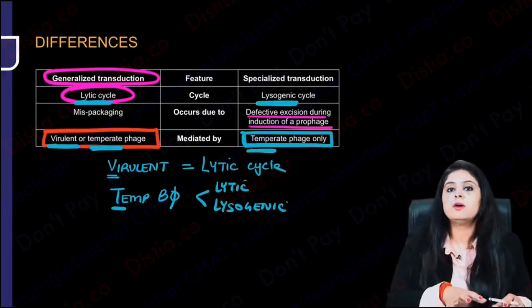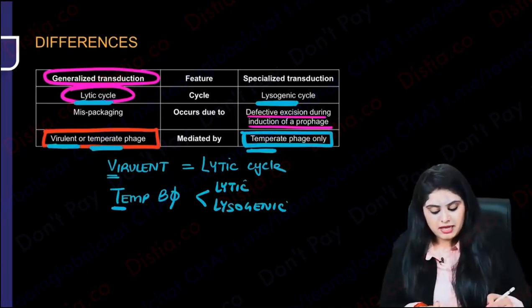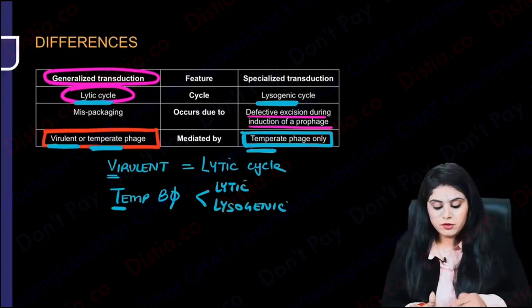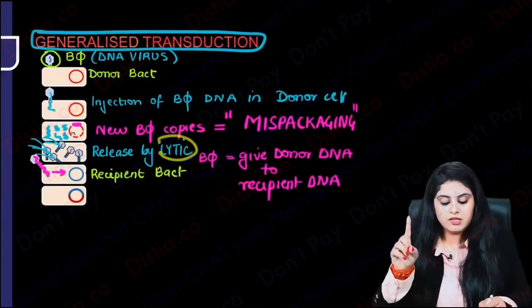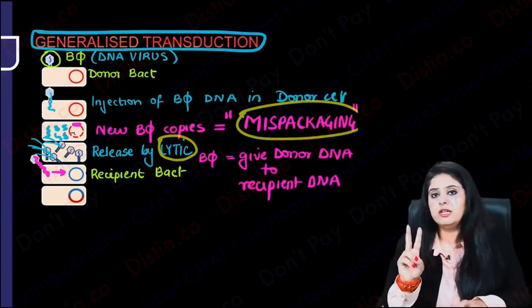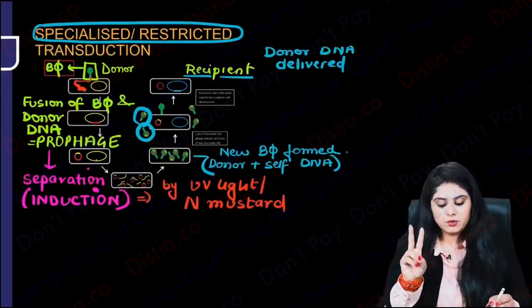This is just a simpler way of putting it, right? So now coming back, even if you don't learn, this part is not needed. You just need to know for generalized transduction, quickly tell me what is the phase that you had? Lytic phase. And what was the mechanism? Mispackaging. For specialized transduction, what was the phase you had?